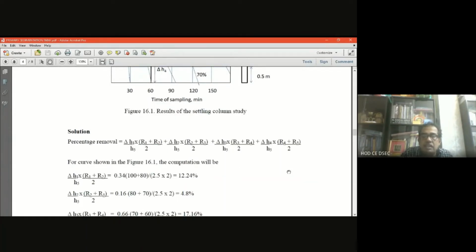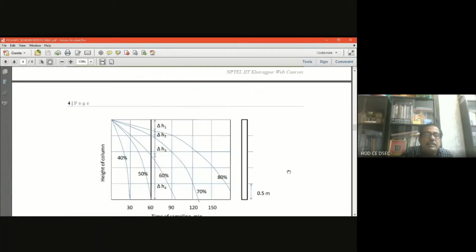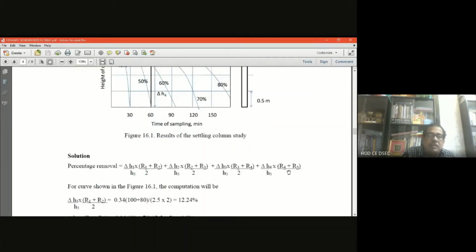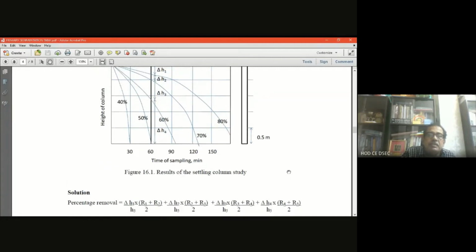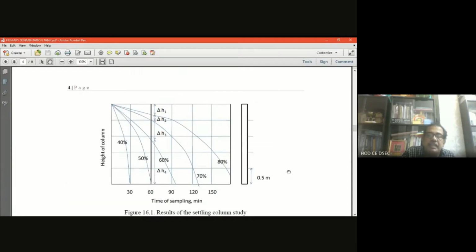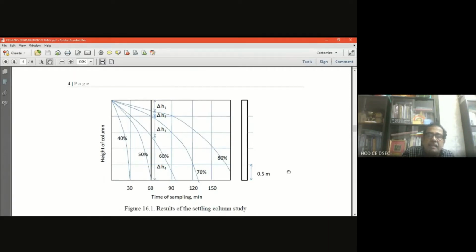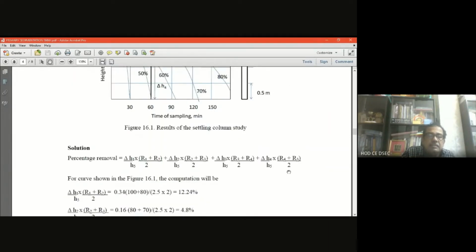Delta H1 is from the graph: out of 0.5, it intersects at 0.34. So delta H1 from the scale is 0.34. R1 plus R2 means the top horizontal line is 100% and the bottom curve is 80%. So you take 100 plus 80, the average, divided by 2, and divided by 2.5, because H5, the total height, is 2.5.